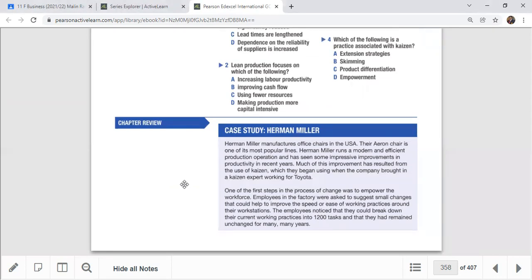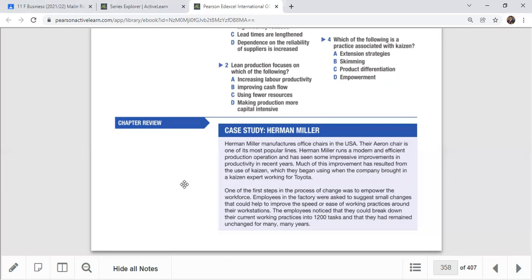Herman Miller runs a modern and efficient production operation and has seen impressive improvements in productivity in recent years. Much of this improvement has resulted from the use of Kaizen, which they began using when the company brought in a Kaizen expert working for Toyota. One of the first steps in the process of change was to empower the workers. Employees in the factory were asked to suggest small changes that could help to improve the speed or ease of working practices around their workstation.